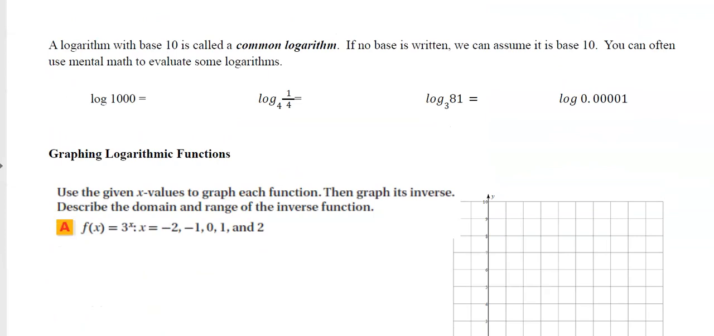All right, a logarithm with base 10 is often called the common log or common logarithm. A lot of times if it's base 10, they won't even write a base. There'll be no base written, so we can assume that it's base 10. And a lot of times you can do mental math on these. For instance, if it just says log of 1,000, it's really meaning log base 10 of 1,000. And we could figure this out, because if we write it in exponential form, it's saying 10 to the what power gives me 1,000. And I'm like, oh, that's 3.